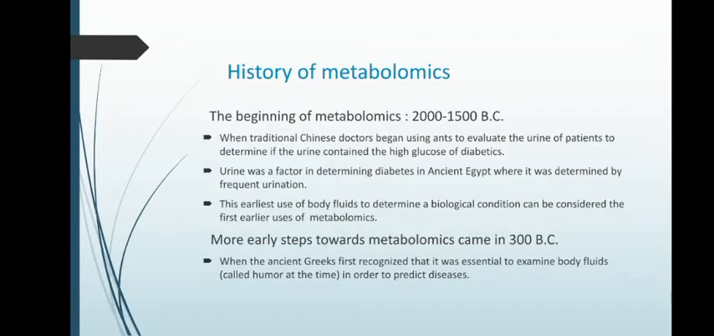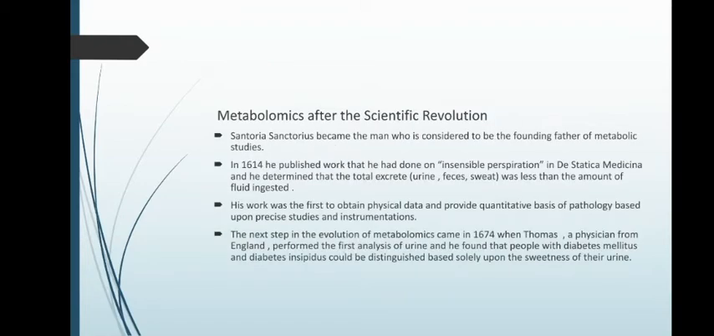If we talk about the history of metabolomics, then we come to know that in the beginning, Chinese doctors and ancient Egyptians used body fluid to determine a biological condition, which is considered the earliest use of metabolomics. Sanctorius is considered the founding father of metabolomic studies. He used different instruments and provided a quantitative basis of pathology.